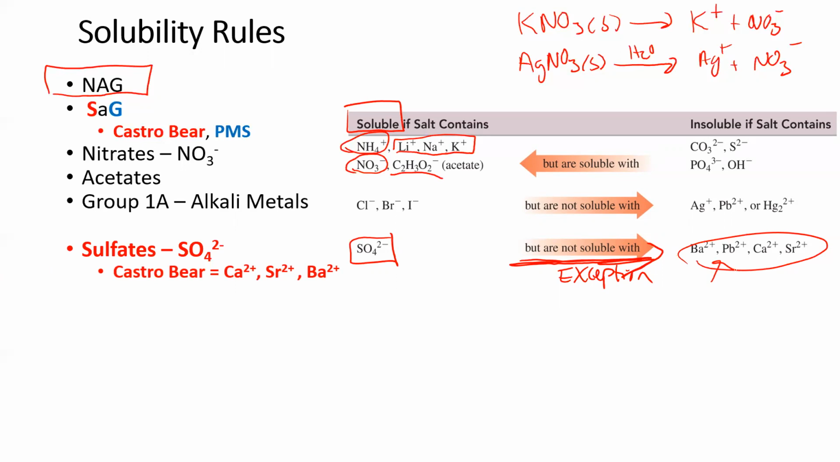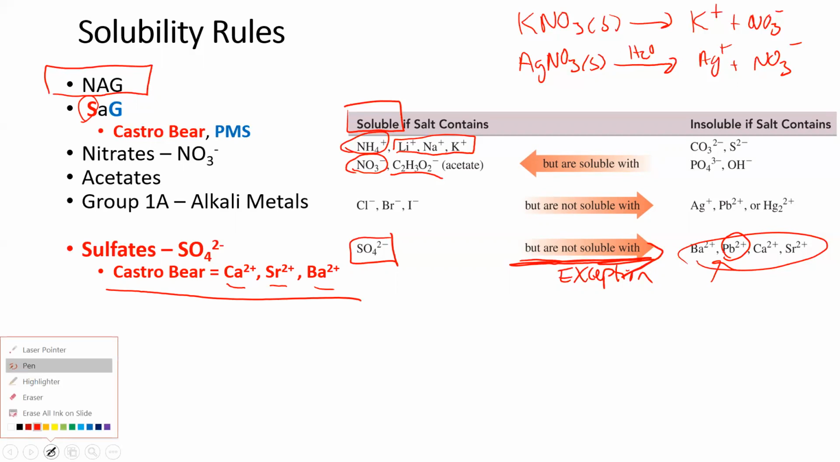Castrobare. Castrobare stands for the divalent cations, calcium, strontium, and barium. Castrobare. And you can also see that there's lead too. That's also in it, but that'll make sense with the next portion of the SAG. So to repeat that, in SAG, the sulfate anions are always soluble except castrobare. So a lot of my students enjoy that because that helps them understand when sulfates will precipitate out.